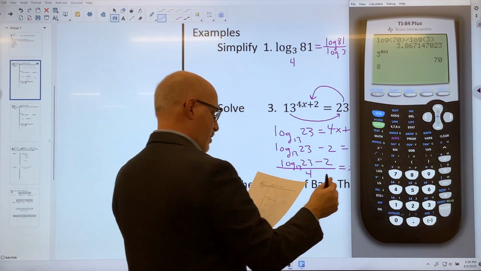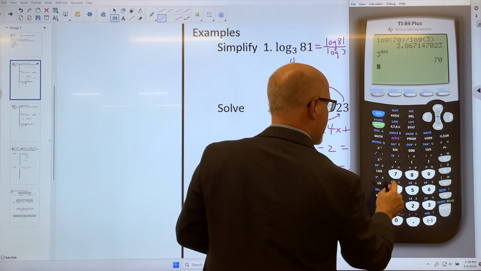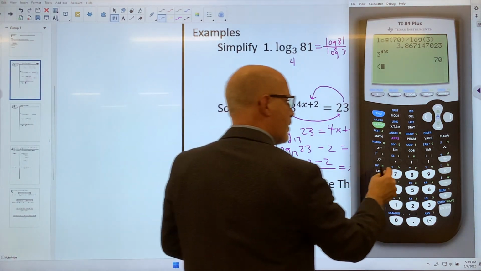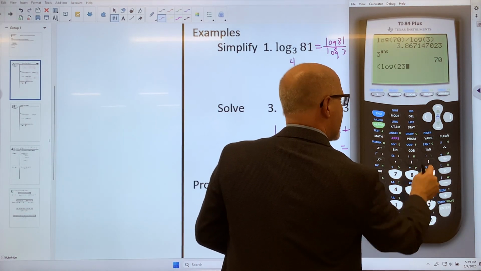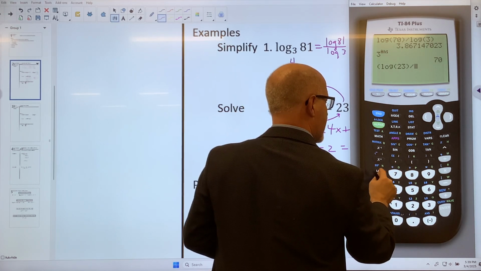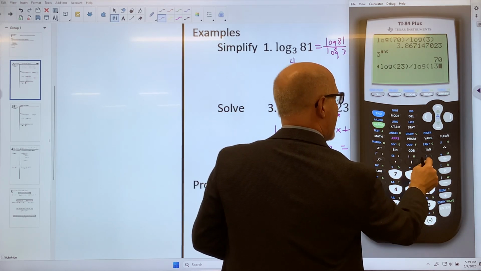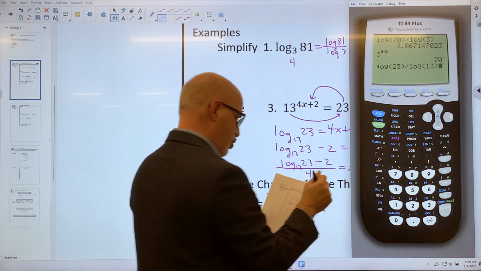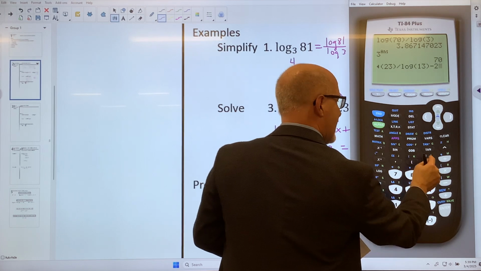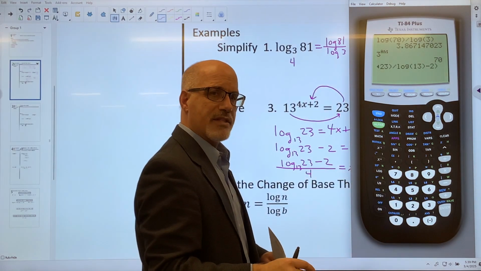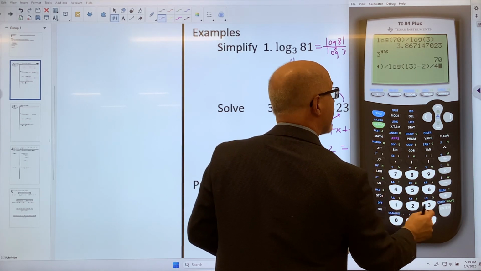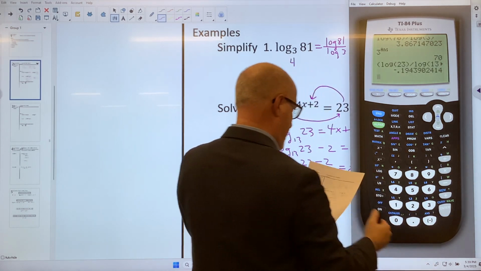So I'm going to have log of 23, put this in my numerator fraction, so log of 23 divided by log of 13, okay, and that parentheses. And now I'm going to subtract, remember I've got to subtract off the 2, and then end the numerator parentheses for that, and I'm going to divide then by the 4 that I have. And so I get an answer here.